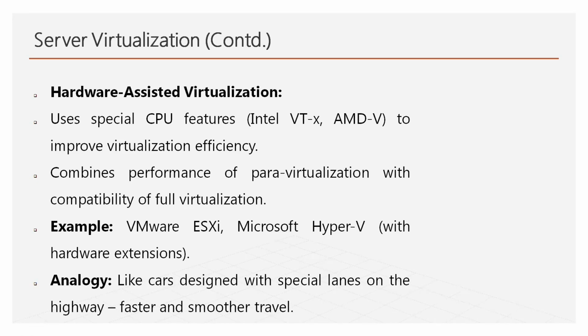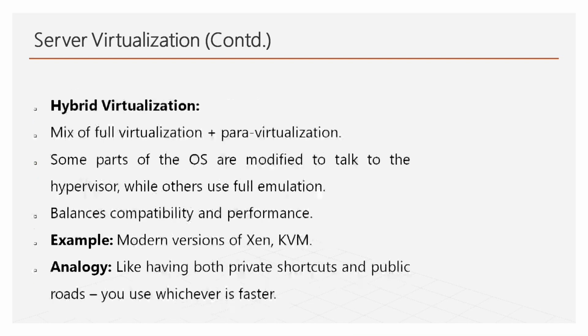Examples are VMware ESXi and Microsoft Hyper-V. These are platforms in which your CPU is divided, and it combines the performance of para virtualization with the compatibility of full virtualization. It is like cars designated a special lane on a highway, faster and smoother. So this is the real-life example.